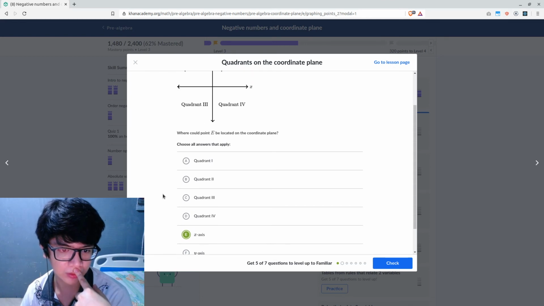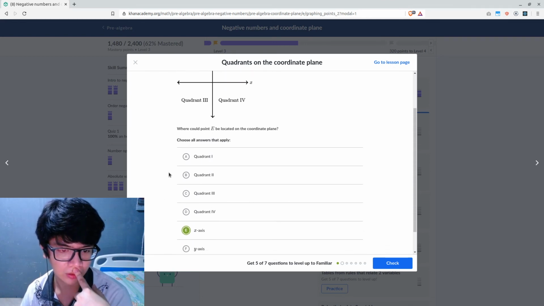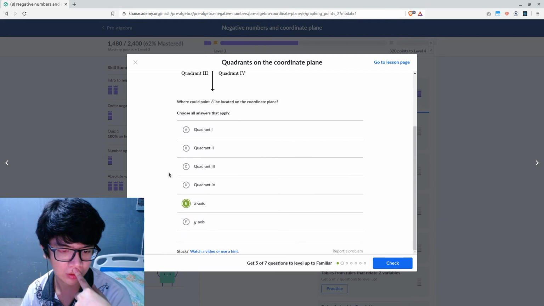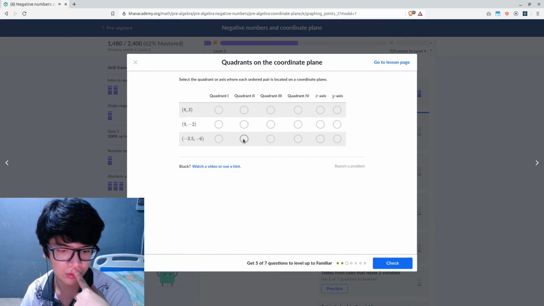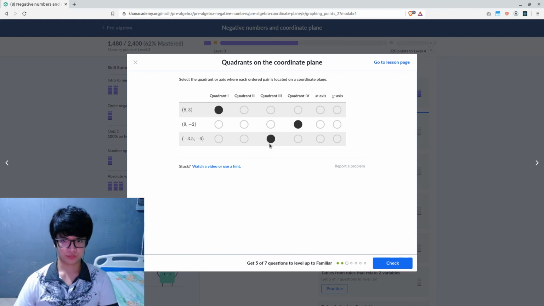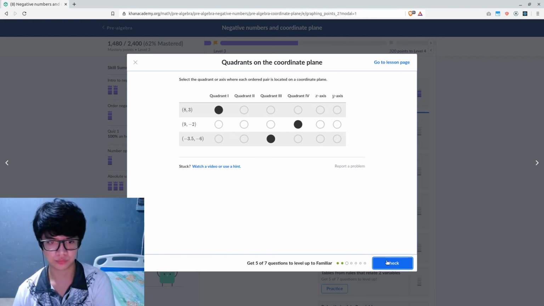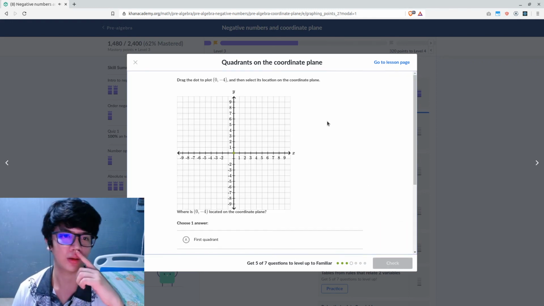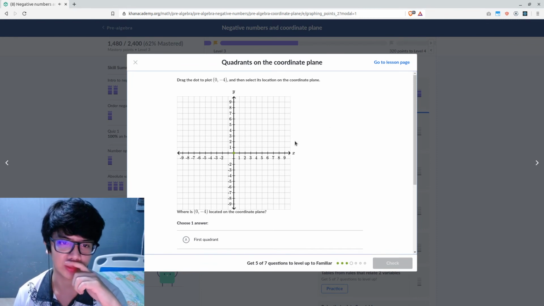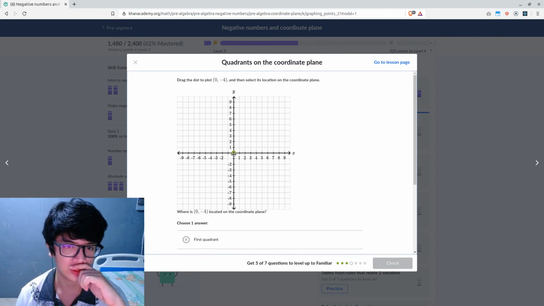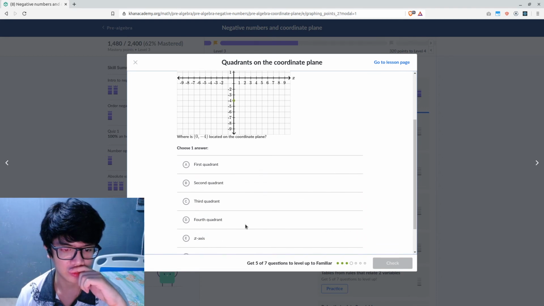Oh my gosh, this is hard. Quadrant 1, 4, 3. Yeah. Drag the plot to 0 and select the origin plane. 0 and -4. It's on the y-axis.